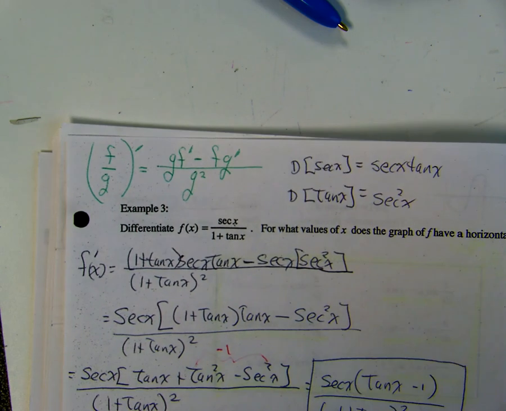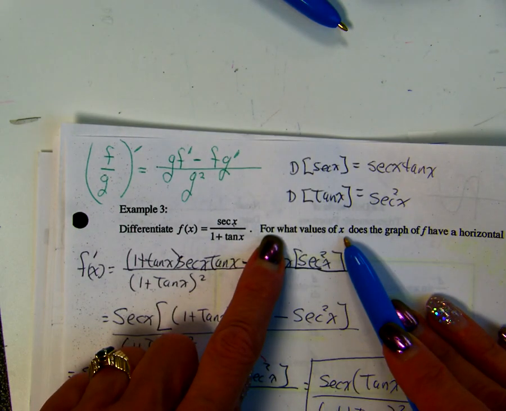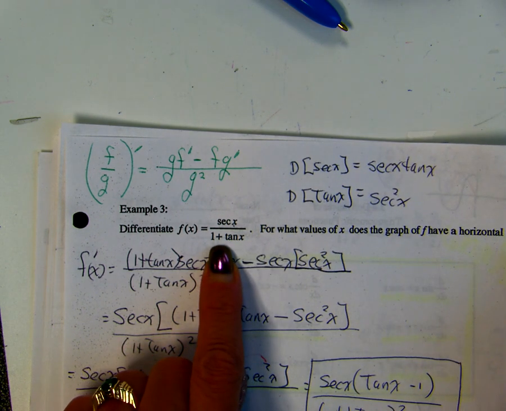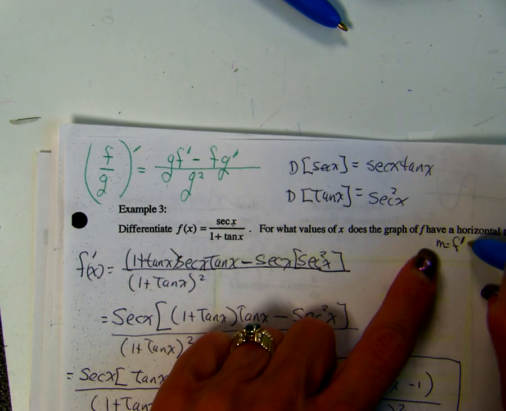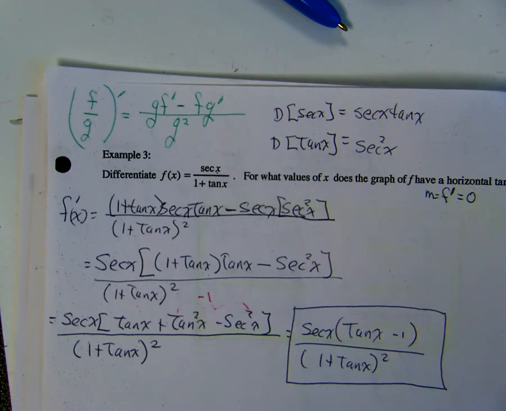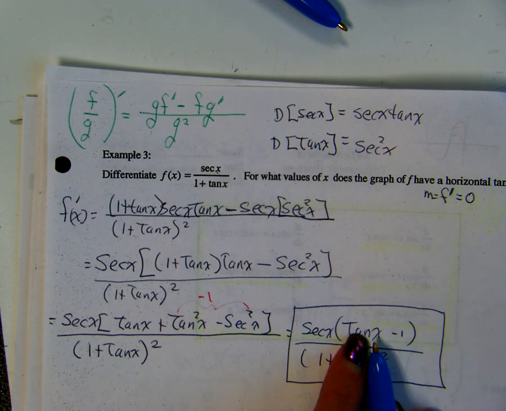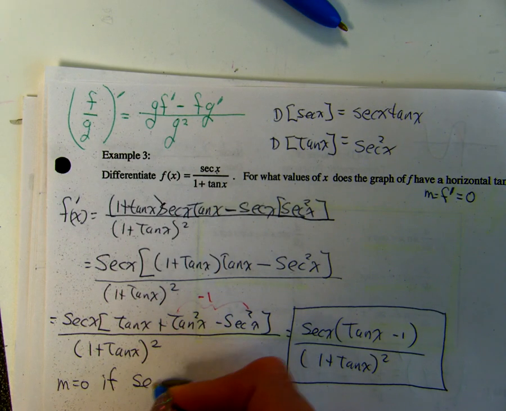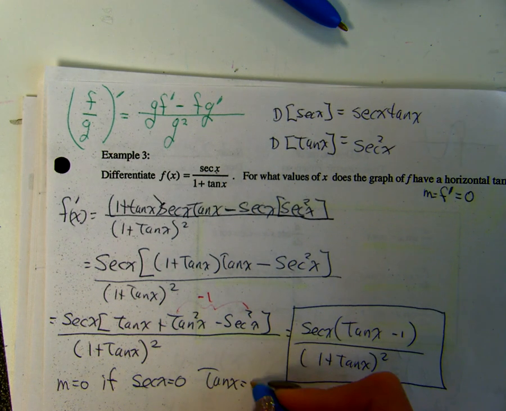Did I answer the question, by the way? Let's go back and look. What was our question? Differentiate this. Okay, we did. For what values of x does the graph of this function have a horizontal tangent? How would I know if the tangent is horizontal? The slope of the tangent line, f prime, would equal 0. So where is this equal to 0? Well, if the numerator is 0, so m equals 0 if either secant x is equal to 0 or tan x is equal to 1.